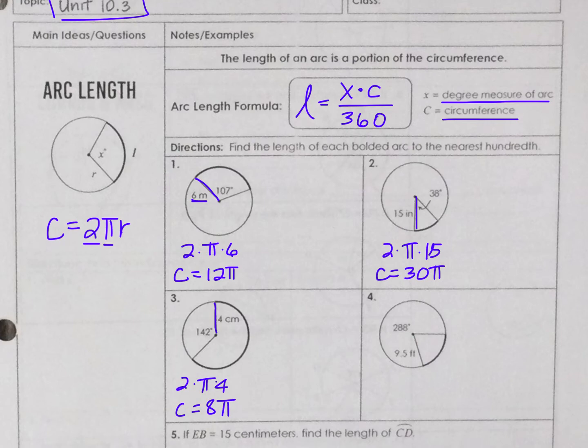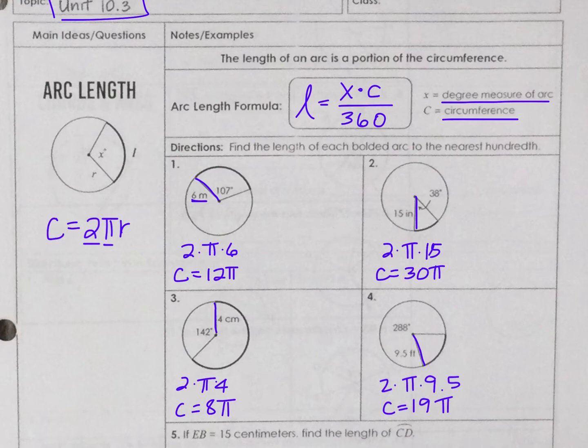And for number 4, it's 9.5. That's weird. 2 times pi times 9.5. So our circumference is going to be 19 pi. All right.